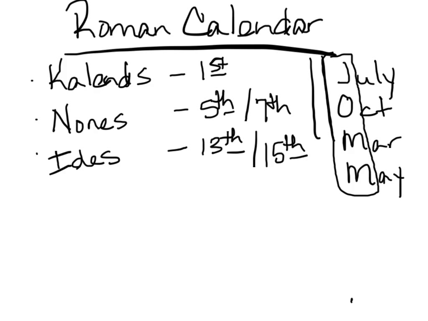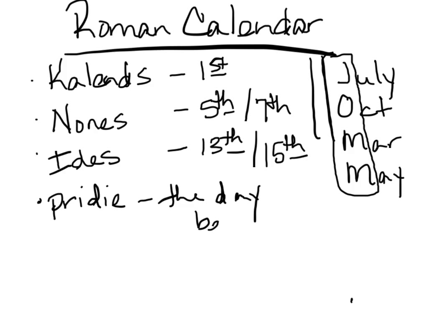The next term that we need to learn is Pridie. And that's always the day before. So you would put Pridie in relation to the calends, nones, or ides. So Pridie calends of January would be the day before the 1st of January, December 31st. Pridie the ides of March would be the day before the ides of March, which is March 15th, and the day before that is the 14th.